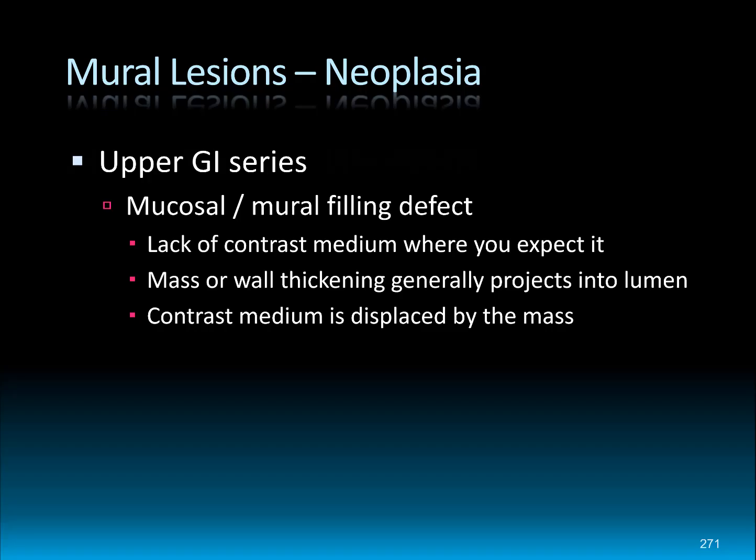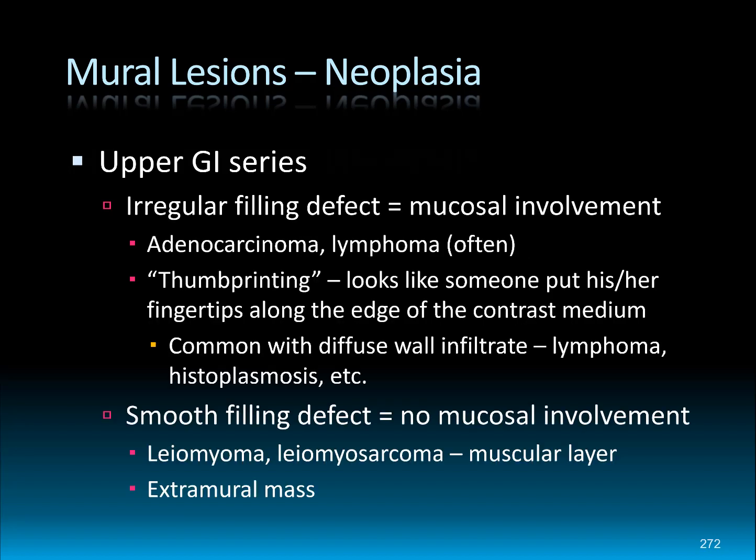With an upper GI series, if there is a mural or mucosal lesion, you should see a mural or mucosal filling defect. Remember, that's a lack of contrast medium where you would expect to normally see it. And so a mass or thickening of the wall will usually project into the lumen and lead to a broad-based filling defect where the contrast medium in the lumen is displaced by the mass. If that filling defect has an irregular edge, then that suggests mucosal involvement.